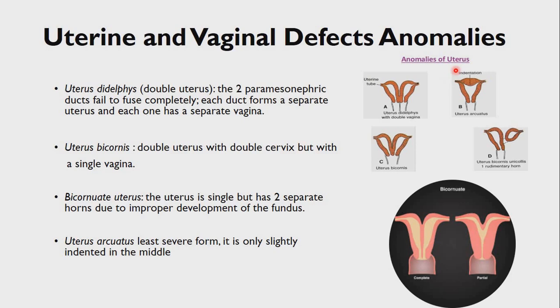So anomalies of the uterus result from, first, the 2 paramesonephric ducts failing to fuse completely, and there will be formation of double uterus with double cervix and double vagina. And there is another case where there is double uterus, double cervix, and single vagina, which is called uterus bicornis. In bicornuate uterus, the uterus is single, but there are 2 separate horns. In the uterus arcuate, this is a very mild abnormality, and there is only mild indentation in the middle of the uterus.